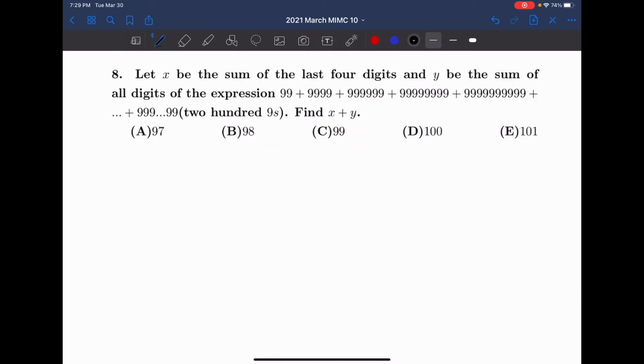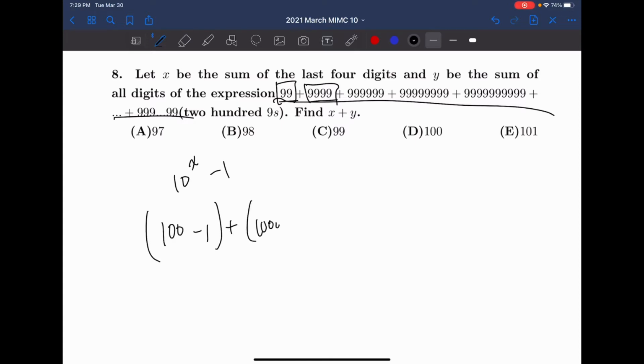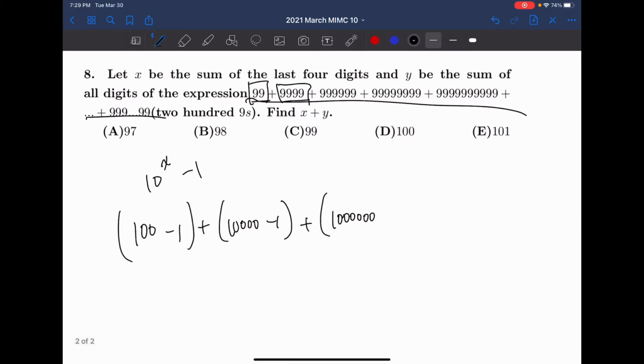So in number 8, it wants us to find the sum of digits in this expression, this massive expression. Notice that every term in this expression is 10 to the something power. But it's not just 10 to the something power, it's 10 to the something power minus 1. So we might as well take advantage of that. That will give us 100 minus 1 plus 10,000 minus 1 plus, that's 6 zeros, that is a million, right?